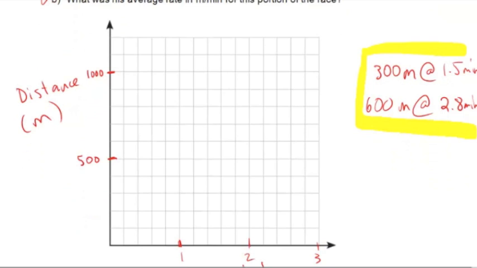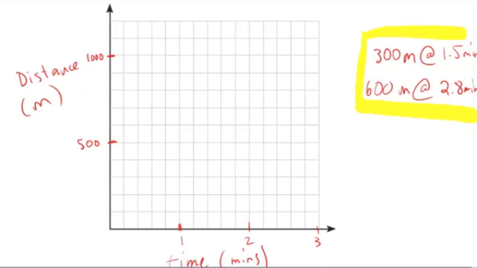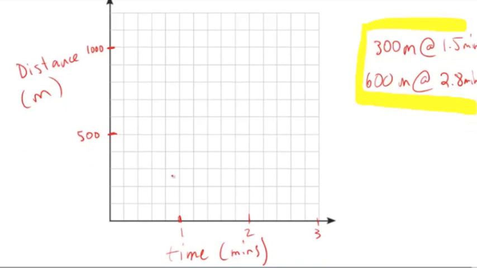If we scroll down here, I'm going to plot distance in meters versus time. So we're relating these two things, distance and time. Let's use the information that's given here. After a time of 1.5 minutes, he will have gone 300 meters. So I'm going to go up and put a point. I'm going to circle it. That point corresponds to our time of 1.5 minutes, and he's gone 300 meters. After 2.8 minutes, he is at 600 meters. So 2.8 is over here.